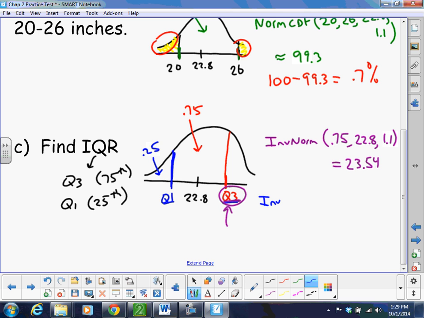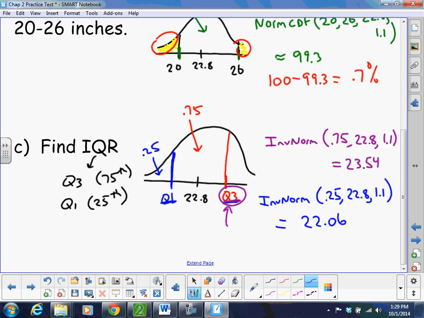Q1, finding that, again, it's its own little inverse normal problem. We want 25% of the data below it. Same mean and standard deviation. And that's going to give me this X value, and that turned out to be, you can verify in your calculators, about 22.06.